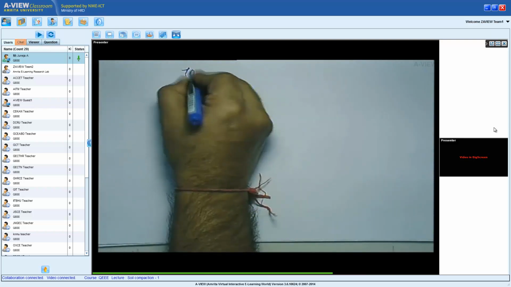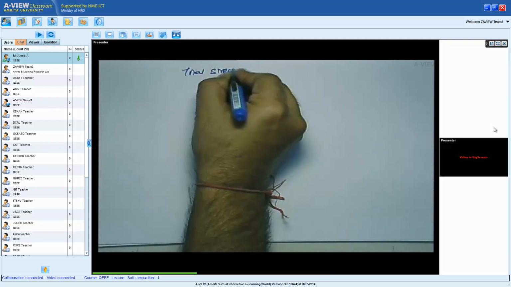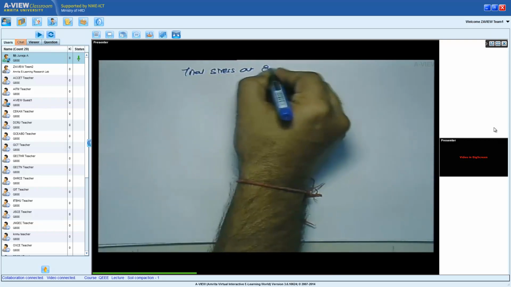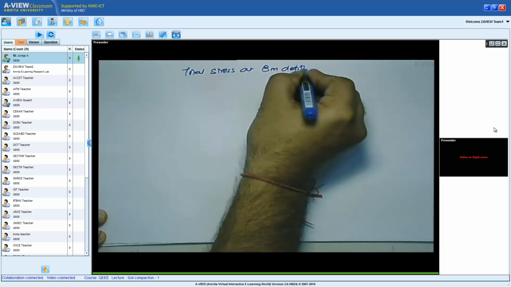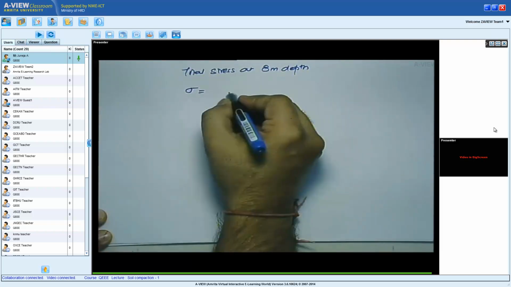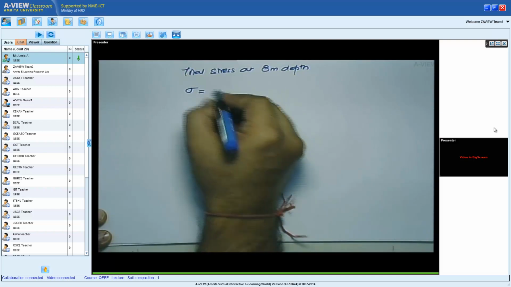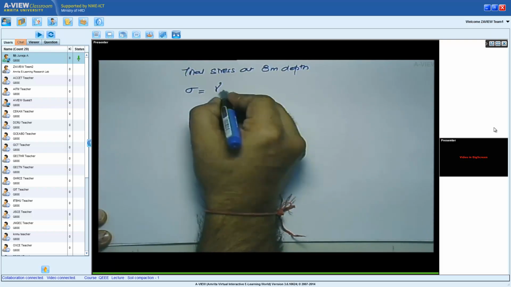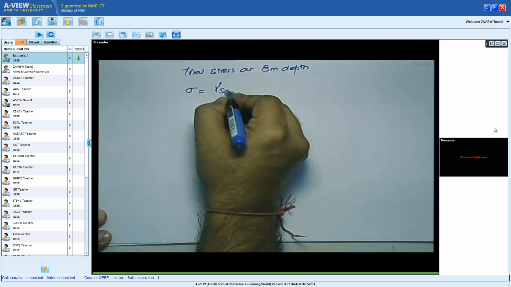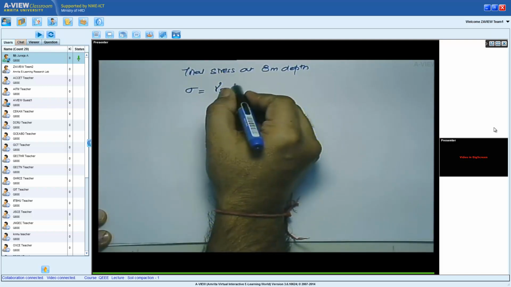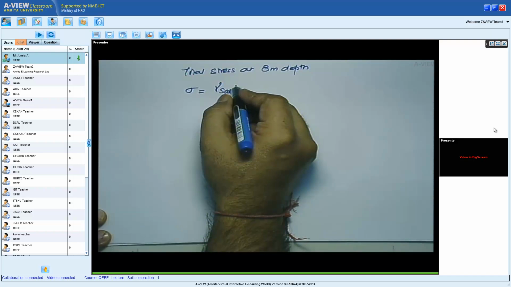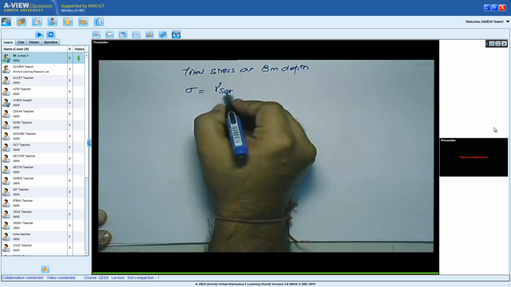So total stress at 8 meter depth. Sigma equals to gamma bulk of sand. I'm sorry, now the water table is at the surface. So the entire sand becomes saturated up to the surface. So I have gamma saturated of sand.